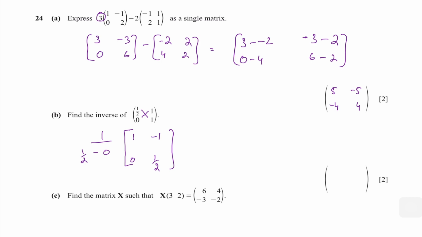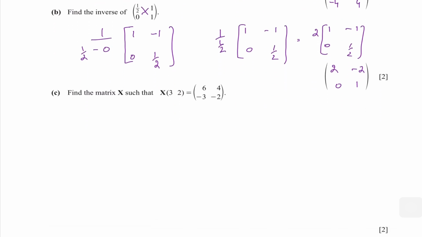So 0 is going to remain as it is. However, 1 will become minus 1. So here we have 1 upon half into 1, minus 1, 0 and half. 1 upon half is basically equal to 2. So this will become 2 into 1, minus 1, 0, half. I'm just going to multiply all the values by 2. So we're going to have 2, minus 2, 0 and 1. There you go.